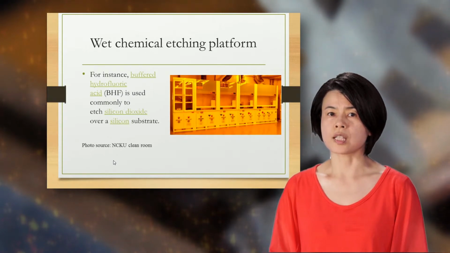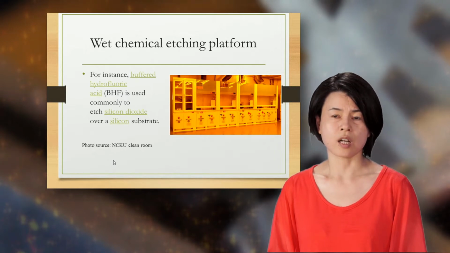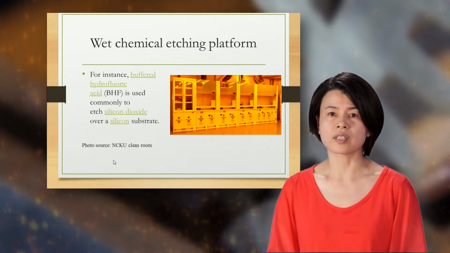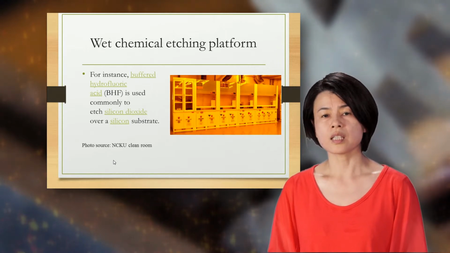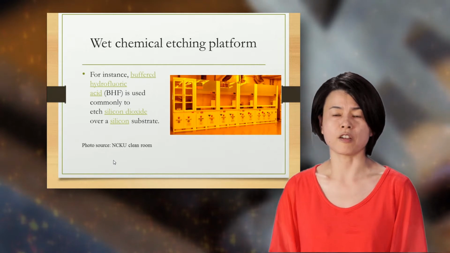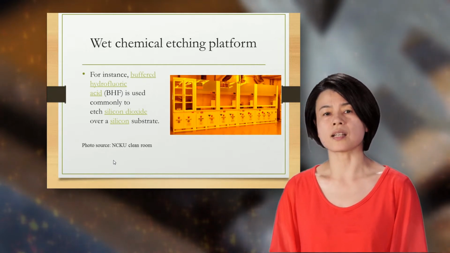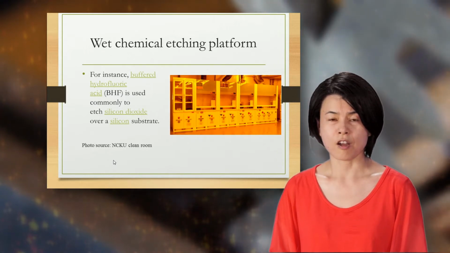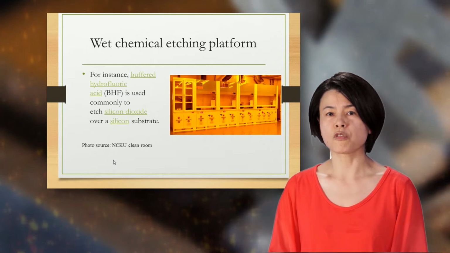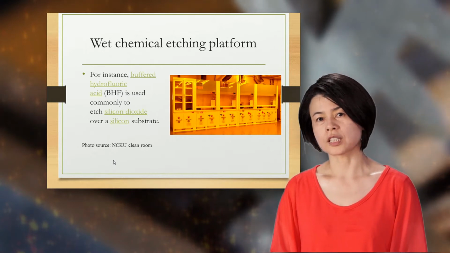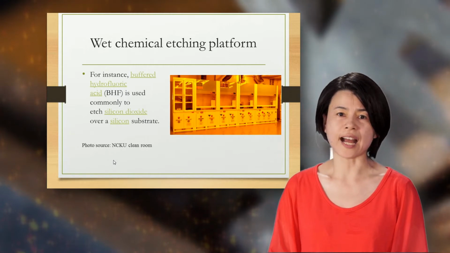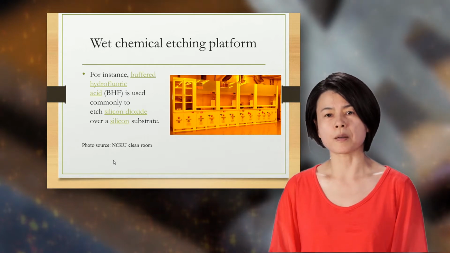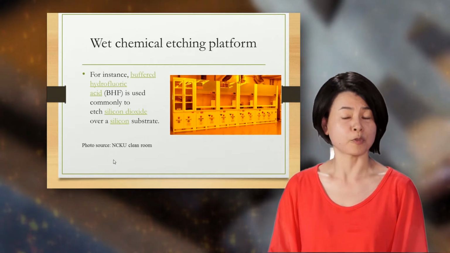Wet chemical etching is the simplest etching technology. All it requires is a container with a liquid solution that will dissolve the material in question. This photo shows a wet chemical etching platform. Usually, it has many sets. Each set has different chemicals for dissolving different materials. For instance, buffered hydrofluoric acid, BHF, is commonly used to etch silicon dioxide over a silicon substrate. We can simply immerse the wafer in a bath of etchant to remove the part we don't want.